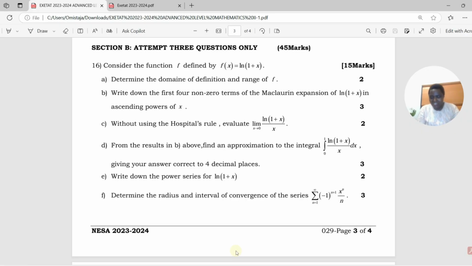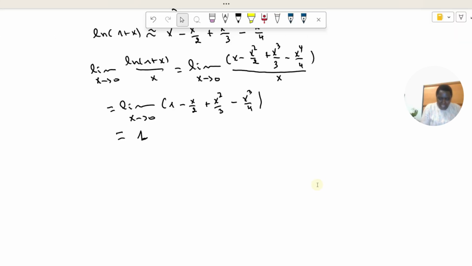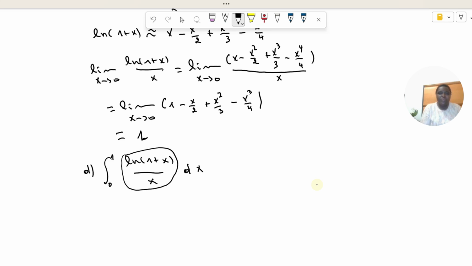Yes, next let's continue. Next it's D. In D we are asked to compute this integral. We have already computed this, so I think it's going to be easier. So let's go. In D we are asked to compute the integral from 0 to 1 of ln of 1 plus x over x dx. We have to find something to replace by this one, and we have already computed it somewhere.